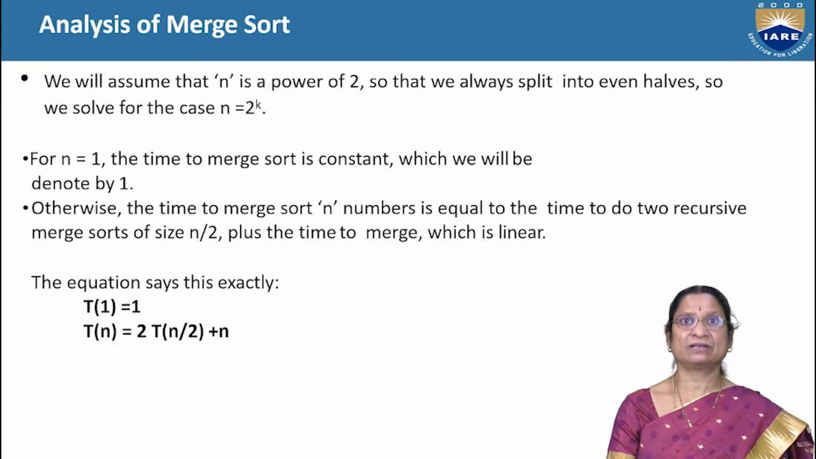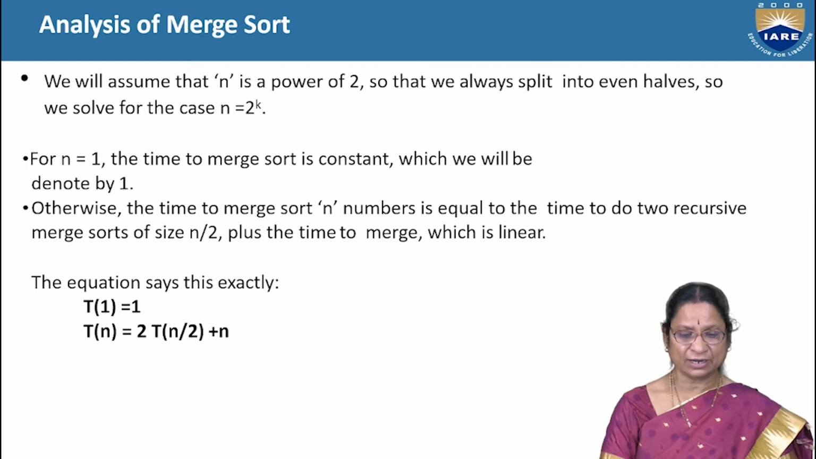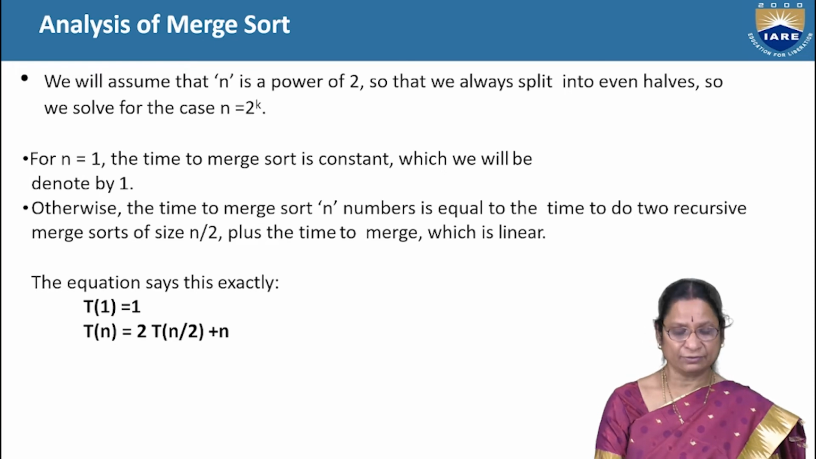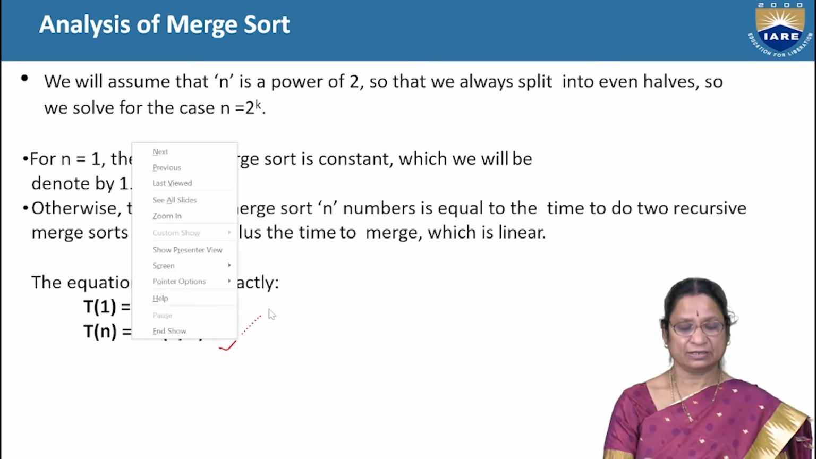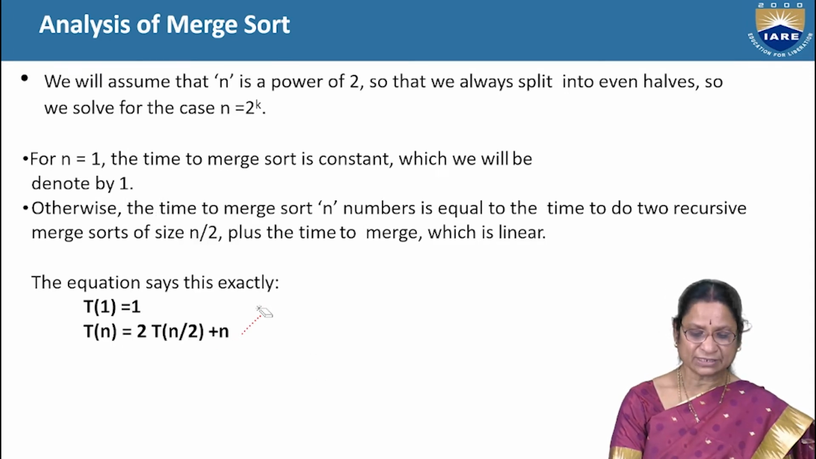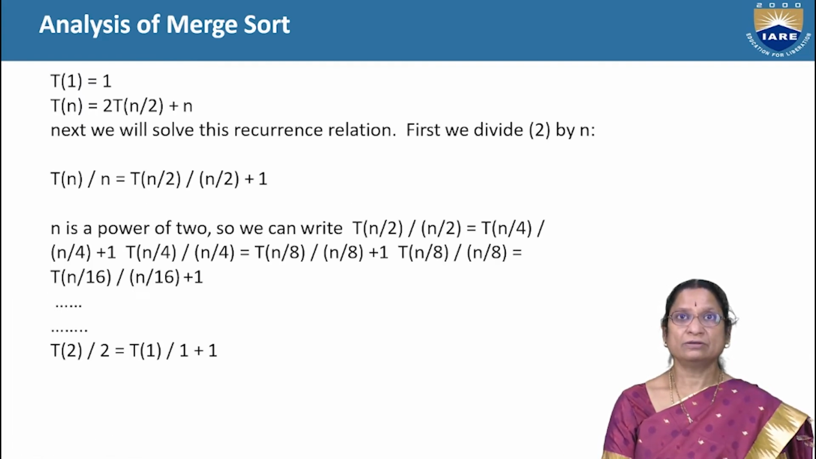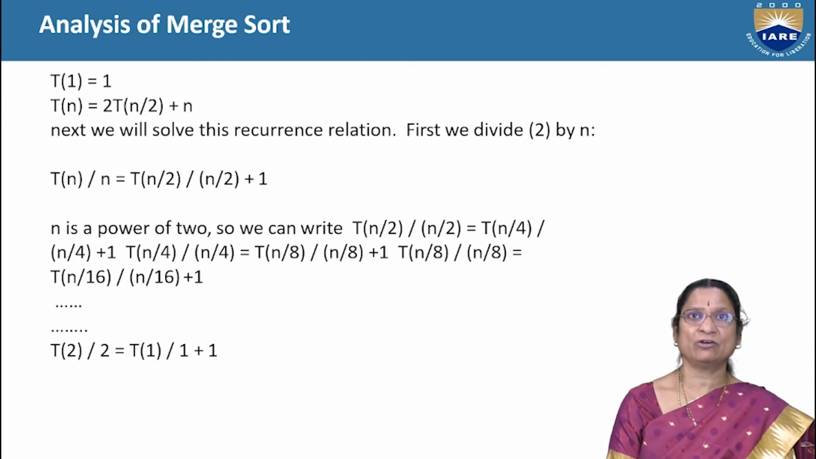But we can use the substitution method also. For n equal to 1, the time to merge sort is constant, which will be denoted by constant time, and we represent n as the linear time, as per the respective positions. By using this recurrence relation or some specific concepts, we can use the substitution method also. By directly applying Master's theorem, we will get n log n only.